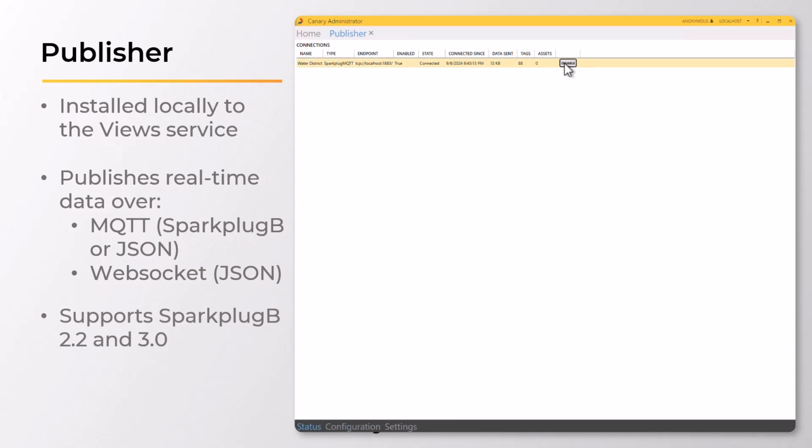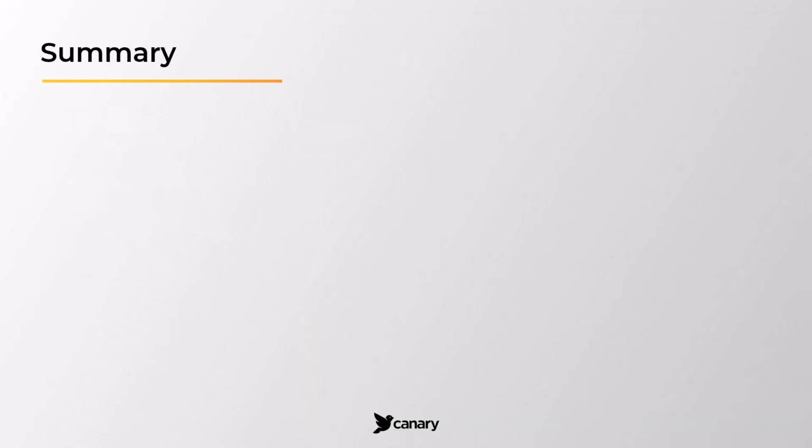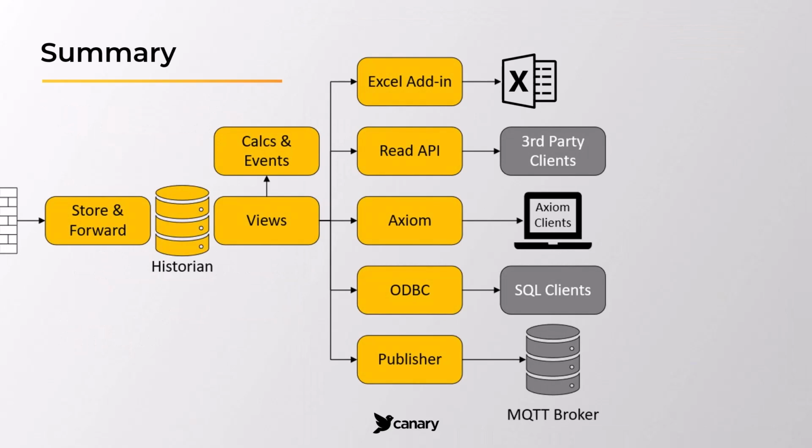Let's review. In this video, we looked at the 5 different ways data can be accessed from the Canary system, including Canary's main reporting tool, Axiom. In each circumstance, the client connects to the view service, the gateway to the historian, to request data.